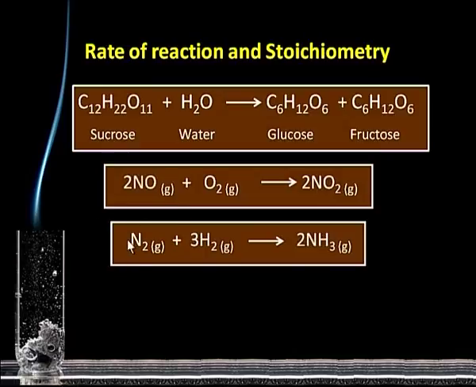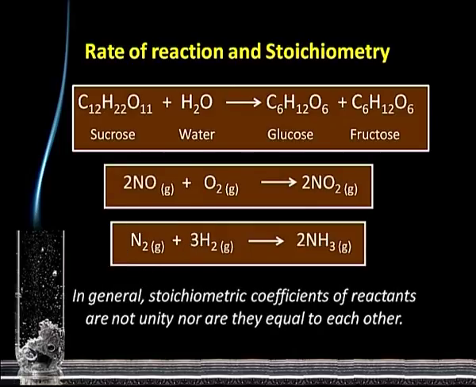Another example, synthesis of ammonia. For every mole of nitrogen consumed, 3 moles of hydrogen are consumed. So the rate at which hydrogen is consumed is 3 times that of nitrogen. Therefore, in general, stoichiometric coefficients of reactants are not necessarily unity, and they need not be equal as well.